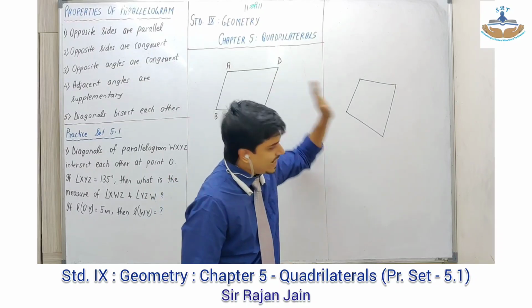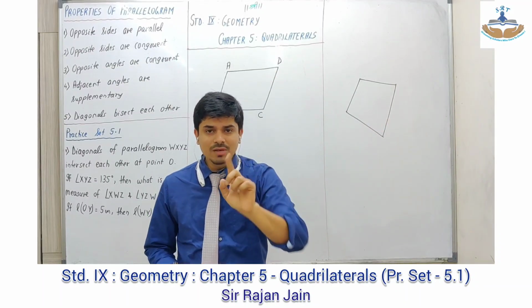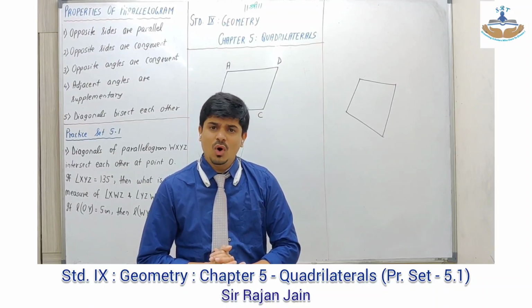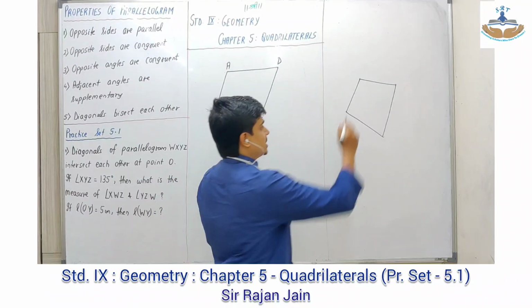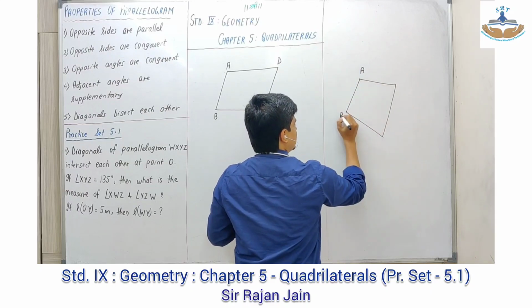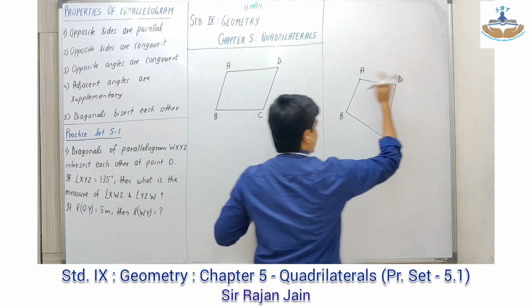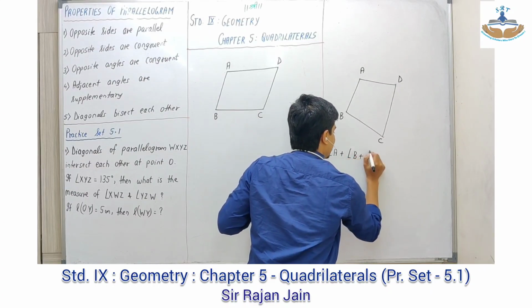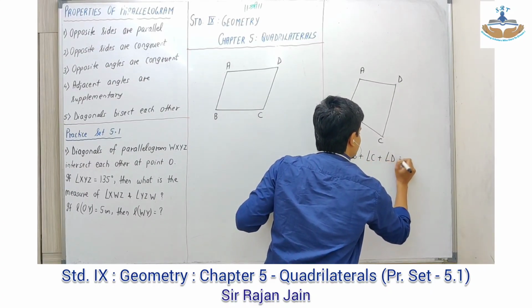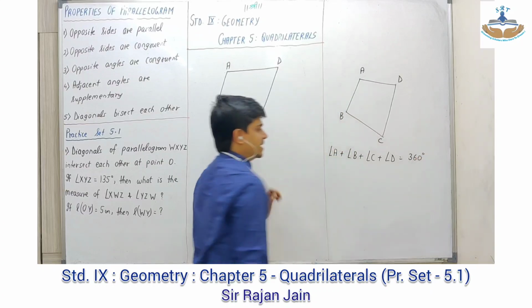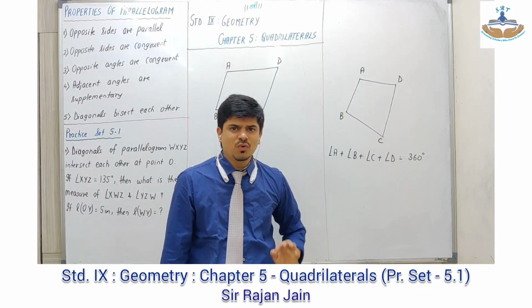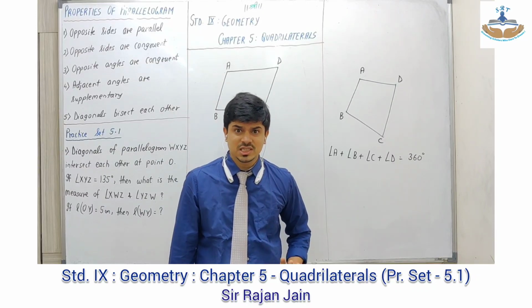Now for any general quadrilateral, there is one property that will always exist. That is, the sum of measures of all angles of a quadrilateral is 360 degrees. Means what? Suppose I name this quadrilateral ABCD, you can say angle A plus angle B plus angle C plus angle D is equal to 360 degrees. Is that clear? So what is this property? Sum of measures of all angles of a quadrilateral is 360 degrees.